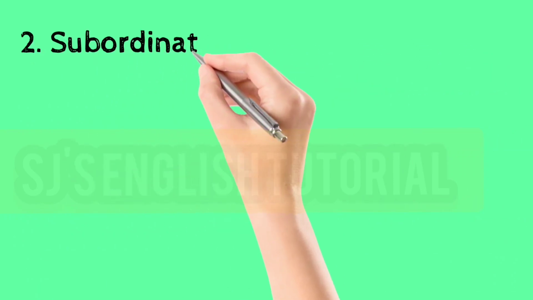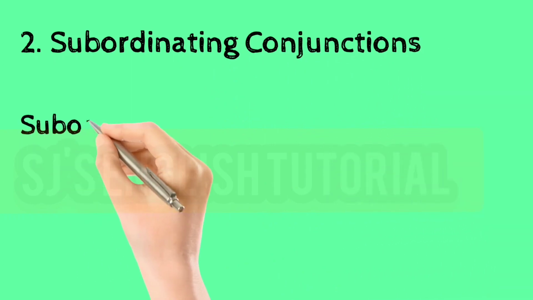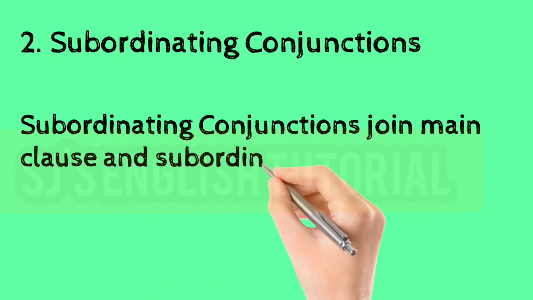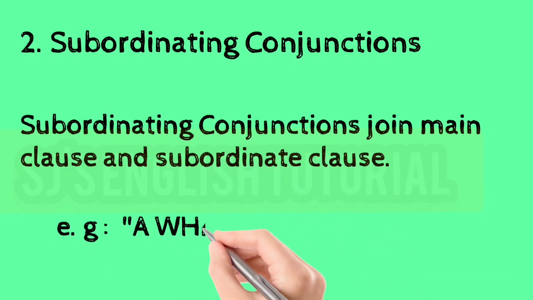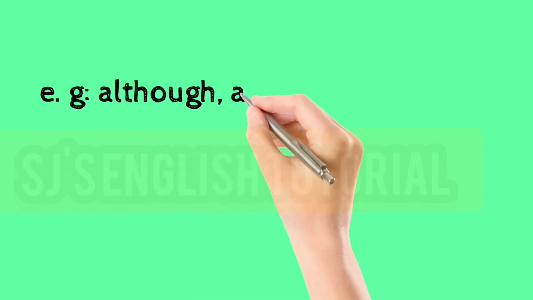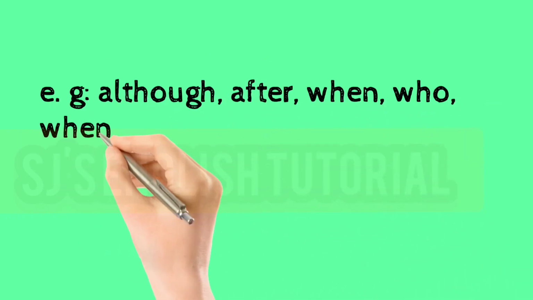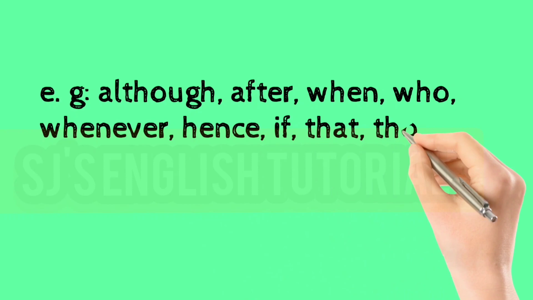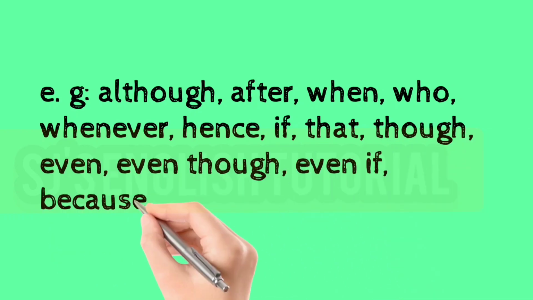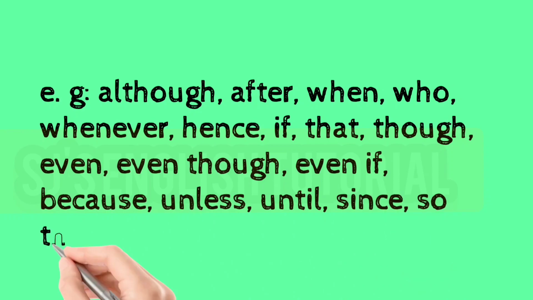The second one is subordinating conjunctions. They join main clause and subordinate clause. A white bus is an acronym which stands for them. See the list of subordinating conjunctions: although, after, who, when, whenever, hence, if, that, though, even though, even if, because, unless, until, since, so that, etc.